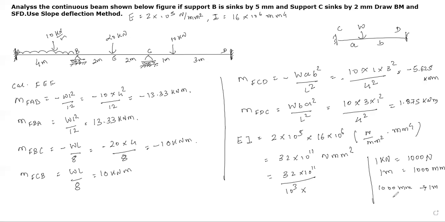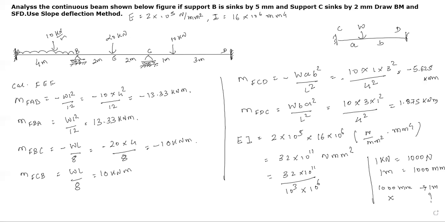Main usko x bol deta hun. So x ke liye kitna hoga? So we need to divide by 1000, yes or no? But we have a square of mm. Mm square, that's the reason we need to divide by 1000 square. 1000 square is nothing but 10 raised to 3 square, that means 10 raised to 6. Clear? Please confirm me. 1000 square is nothing but 10 raised to 6.